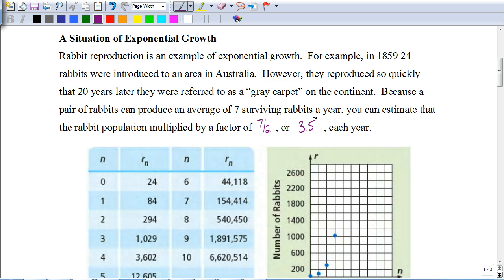Again, the reason we have that fraction of 7 over 2 is because 7 rabbits are going to be produced by every pair of rabbits. So for every 2 rabbits, they on average produce 7 new rabbits. So 7 divided by 2 gives us a scale factor, or a factor, of 3.5.